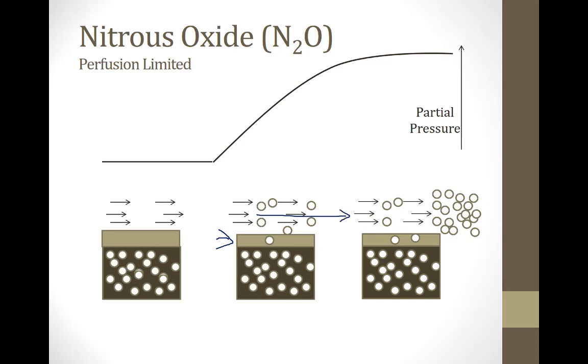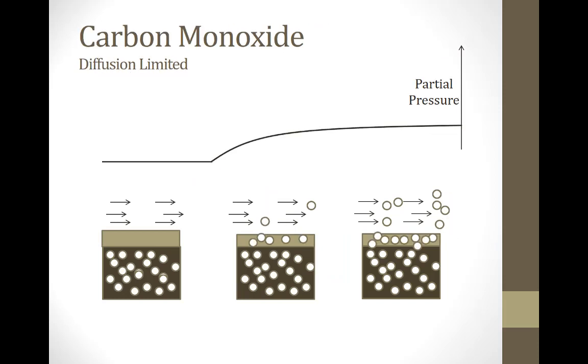What that means is the partial pressure rises rapidly in the blood, and the only factor limiting how much nitrous oxide molecules move into the blood is the perfusion. In other words, if you perfuse more blood, you will pick up more nitrous oxide. If you perfuse less blood, you will pick up less nitrous oxide. Therefore, nitrous oxide is said to be perfusion limited in terms of its ability to be picked up by the blood. Contrast that with carbon monoxide.